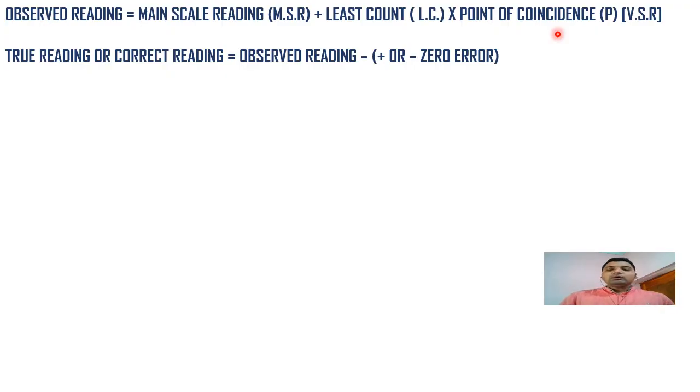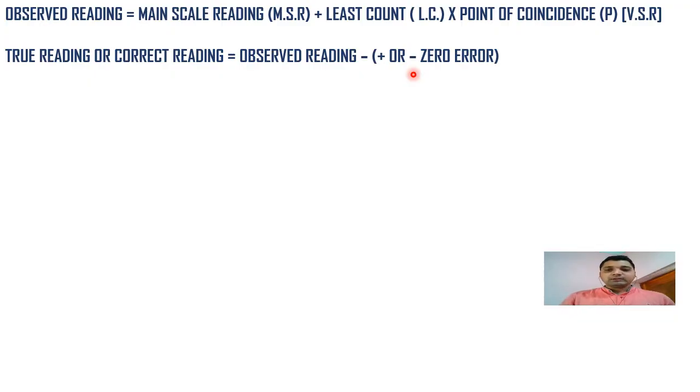So here we get the observed reading. But if the instrument has any zero error, whether positive or negative, we can take the true reading or correct reading equal to the observed reading, how much we observed or measured, minus the zero error with its positive or negative sign, because the Vernier caliper has either a positive zero error or a negative zero error.